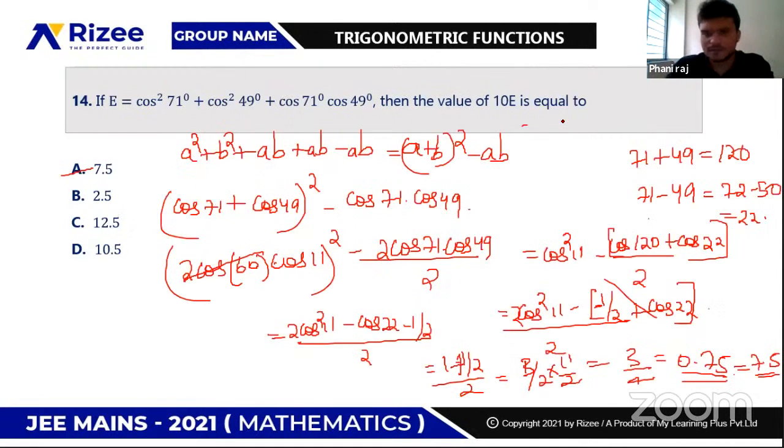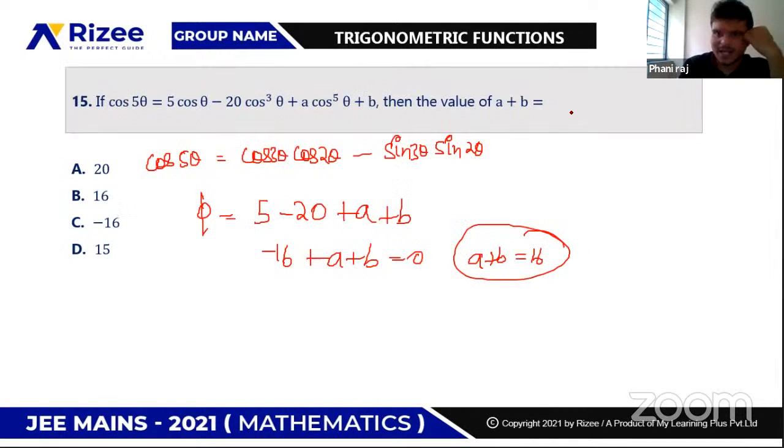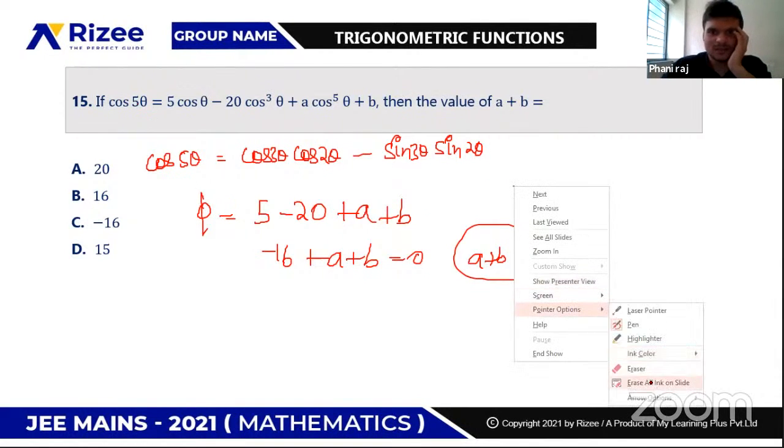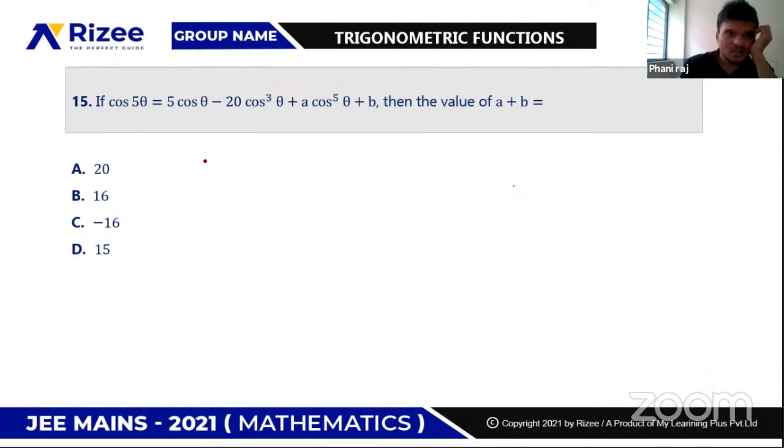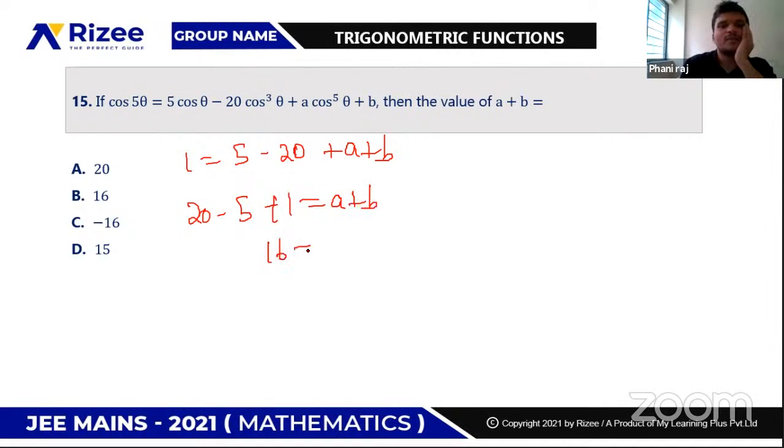So I'll write it here. Sorry. It's just a plus b. Okay, I thought I should expand or something. Nothing is to be done here. Just put theta equal to 0. You get what? I'll do it again. Just put theta equal to 0. What do you get? 1 equal to 5 minus 20 plus a plus b. So 20 minus 5 plus 1 equals a plus b. Or 15 plus 1, 16 equals a plus b. That's it. So option B is correct.